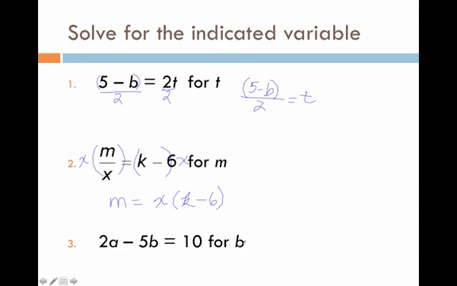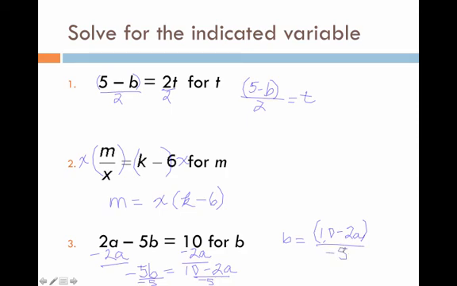And finally this one, I'm solving for b. I'm going to get rid of my 2a on both sides. I get negative 5b equals 10 minus 2a. Divide by negative 5. And so my final answer is b equals 10 minus 2a divided by negative 5. And that negative can be on the top or the bottom, as you know.